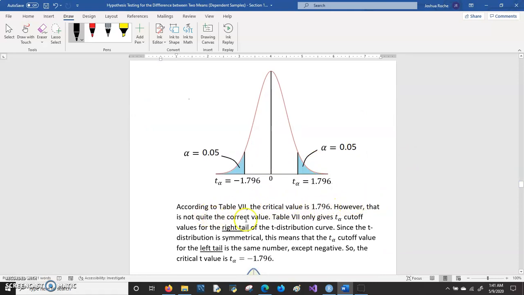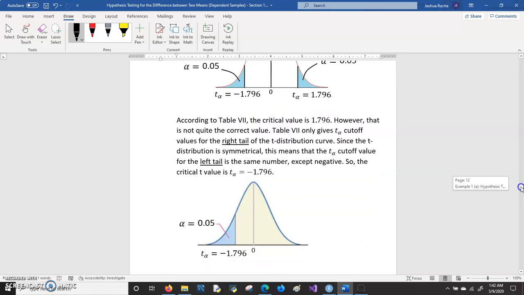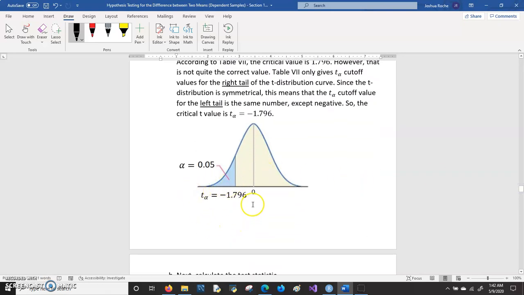However, that's not quite the correct value. Remember that table 7 only gives cutoff values for the right tail. So what we really found was this cutoff for the right side. But since this is a left-tailed test, we want the cutoff for the left side. It's okay because this curve is symmetrical, so the value that we want is just going to be the negative version of what we just looked up. So the actual cutoff for the left tail is negative 1.796. Here's the cutoff for that left tail.